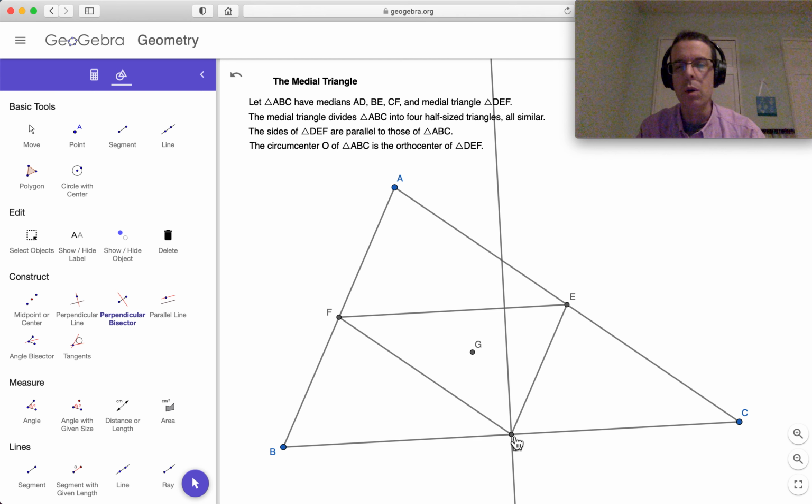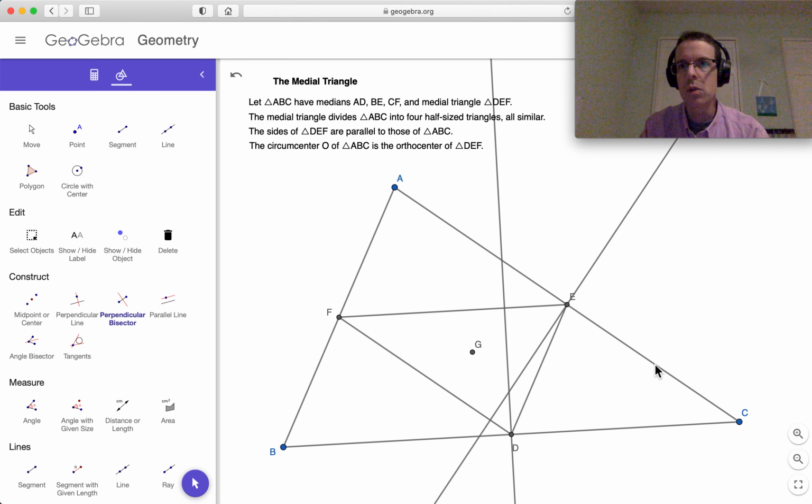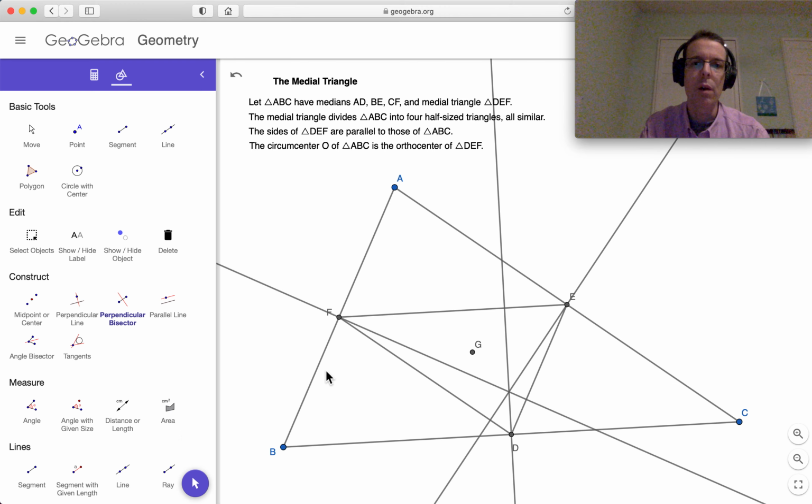Why did it pass through D? Well, this is not a coincidence that it passed through D. D was constructed in order to get the median, but it was constructed as the midpoint of BC. So of course the perpendicular bisector passes through the midpoint, right? When I use the same perpendicular bisector tool on the segment AC, it passes through E, no surprise. And when I use the same thing on the segment AB, it passes through F, okay?